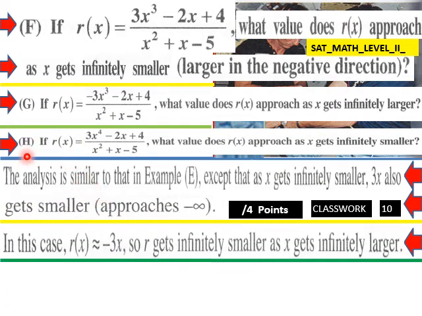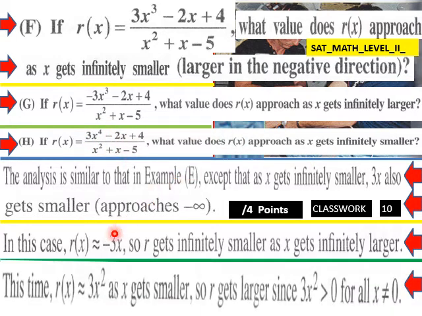And then H, if r of x equals 3x to the fourth minus 2x plus 4 over x squared plus x minus 5, what value does r of x approach as x gets infinitely smaller in this situation here? So this time r of x equals 3x squared. We cancel this out here. It will be 3x squared as x gets smaller, so r gets larger, in this case since 3x squared is greater than 0 for all x not equaling 0.